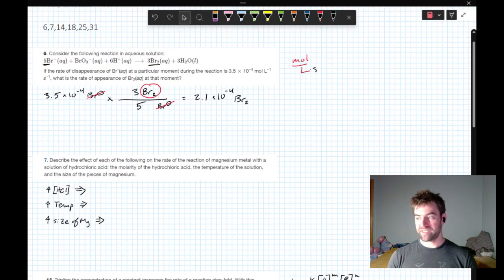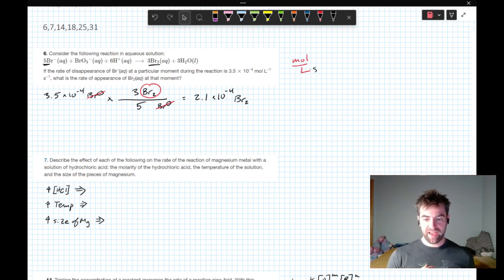I like this example because it's taking a new concept, which is this reaction rate and kinetics of a reaction, and putting it in terms of something that we've already done a lot of, which is just converting units, right?